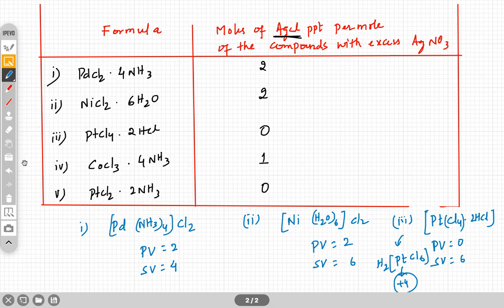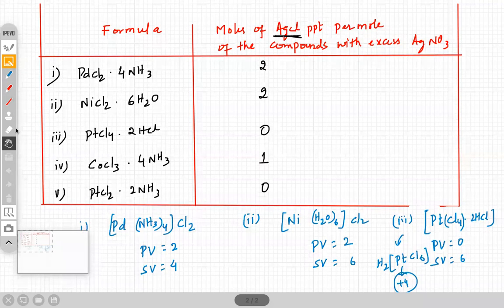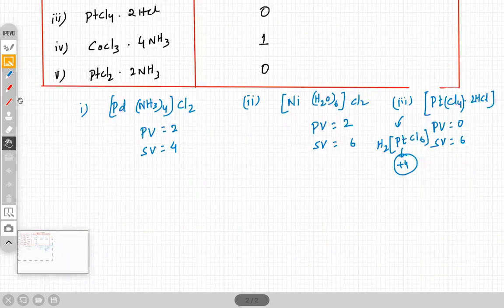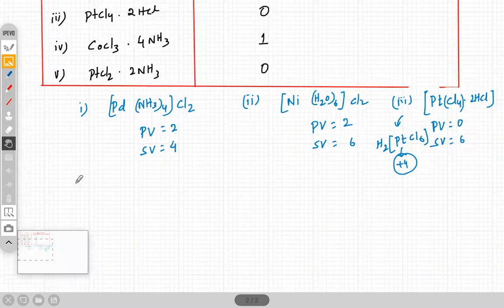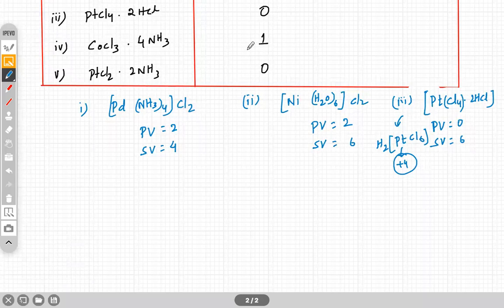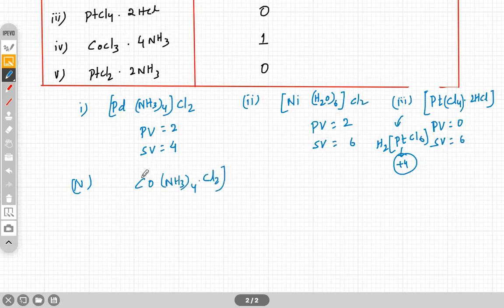I'll write down the fourth one. Yes, correct. Since one chlorine atom gets precipitated, the formula should be Co(NH3)4Cl2 and Cl. This is the possible formula we can write because only one precipitation is there. Okay, so for the primary valency we have 3 Cl. No, the secondary valency is 6.